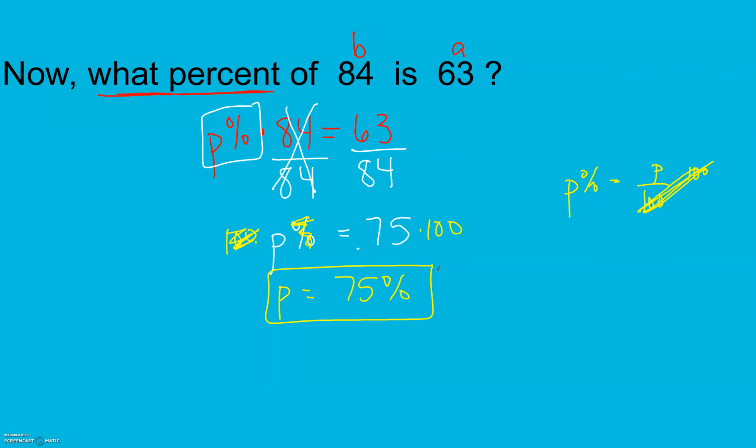So what percent of 84 is 63? 75%. Check. Does your answer make sense? 0.75% is a very, very small amount. Okay, that wouldn't have made sense. So 75%. Don't forget we have to move our percent sign to the other side so that we can label it as percent, and we do that by multiplying by 100.